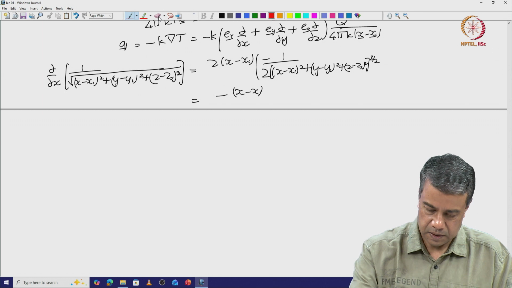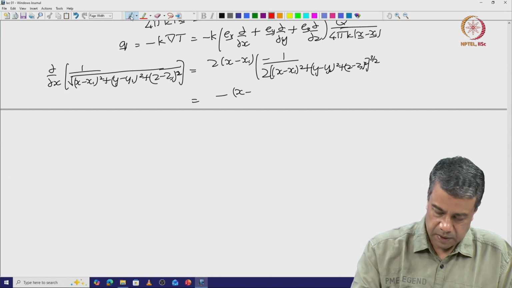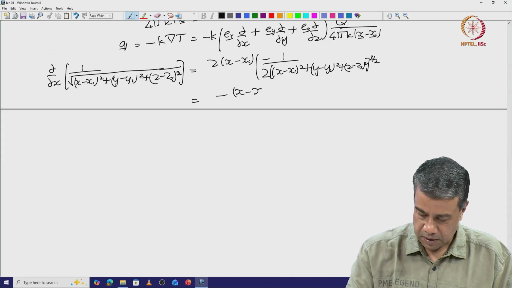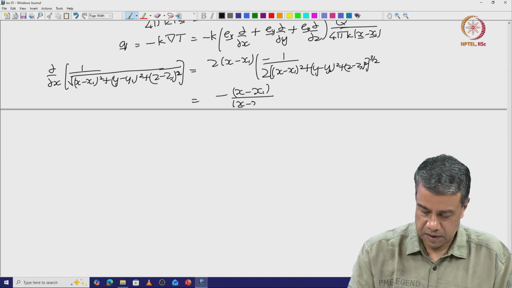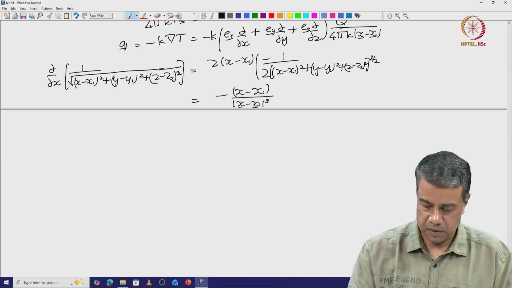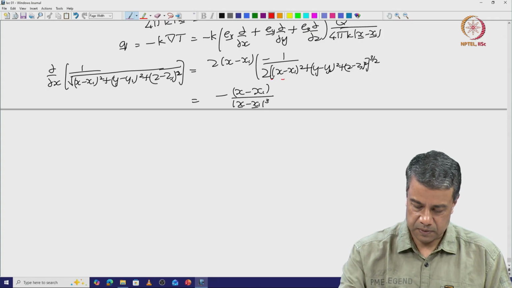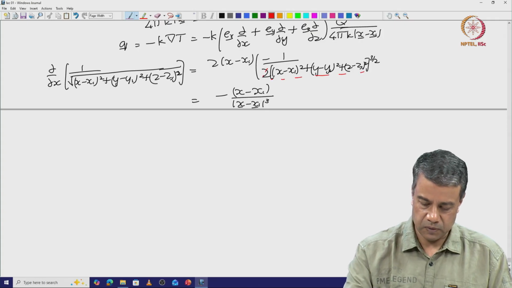So, this is basically equal to minus of x minus x1, divided by modulus of x minus x1 the whole cubed, because the factors of 2 cancel out.